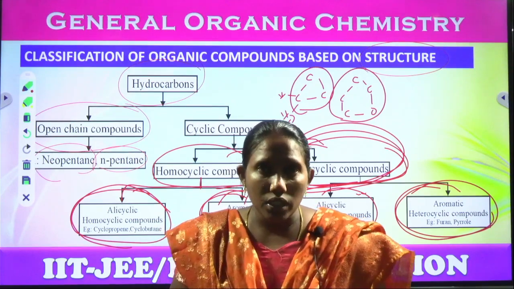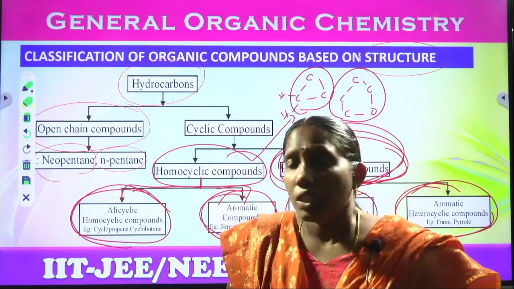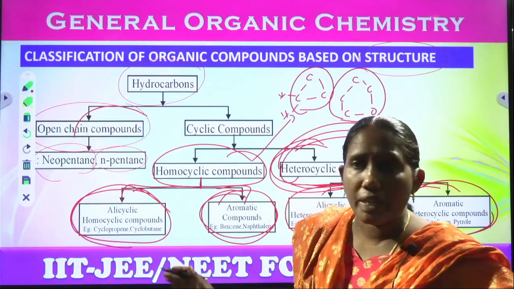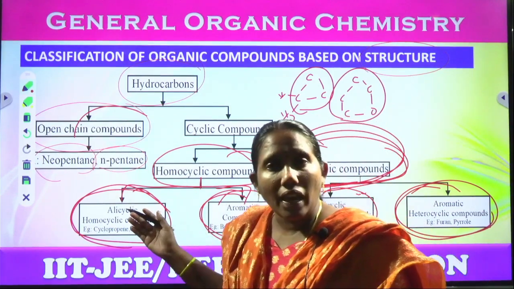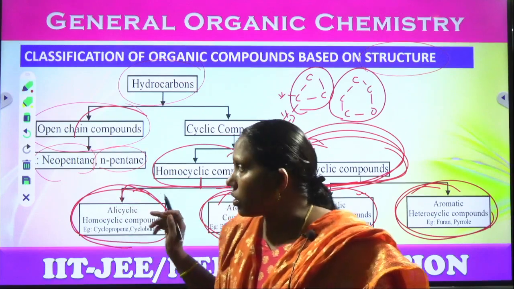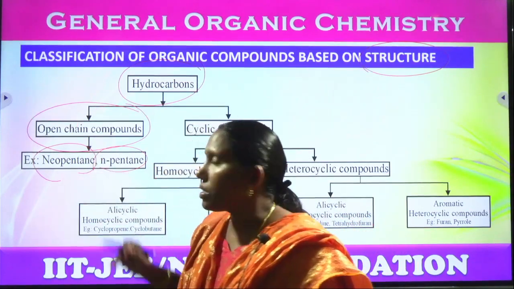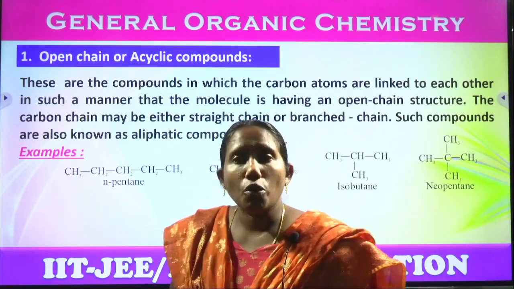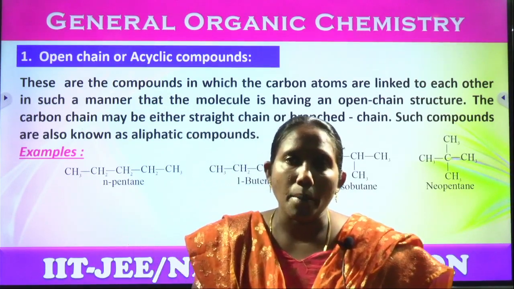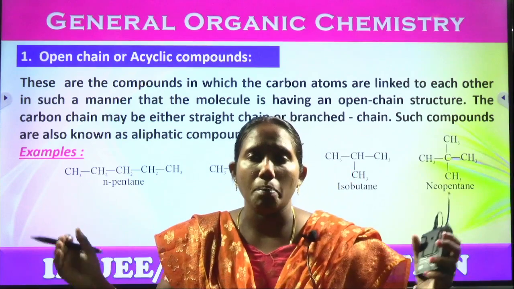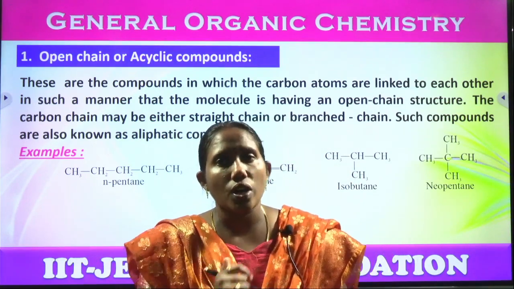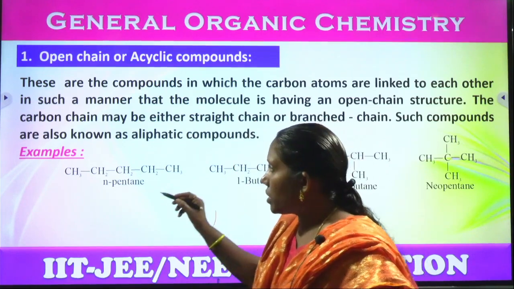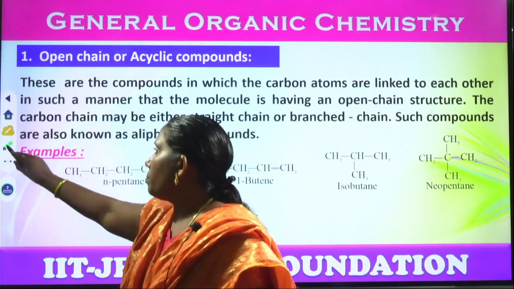So in this video today we are going to study each type: what is open chain, what is cyclic, like that, right? So let's start with the first one, open chain compounds. What are open chain compounds? Open chain compounds means there will be a linear or branched chain. The chain should be a straight line, and there is no ring, not like this ring. Always it will be an open chain, meaning a straight chain.